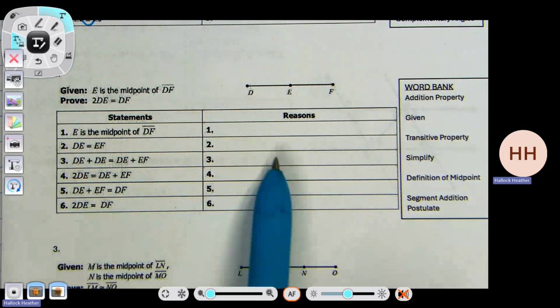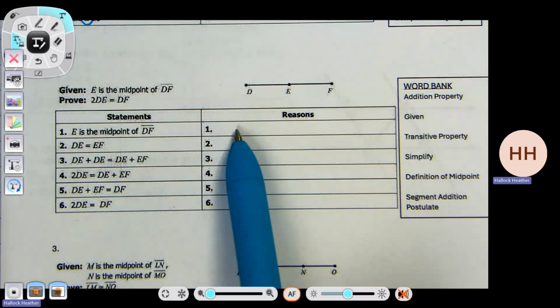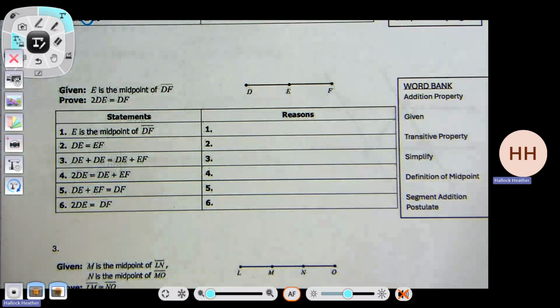Now on your EOC, they're never going to have 6 blanks. It's going to be like 2 or 3 max, and they're going to give you the option. So what is going to be the first reason no matter what? Given. So right off the bat, you should be able to fill that in.